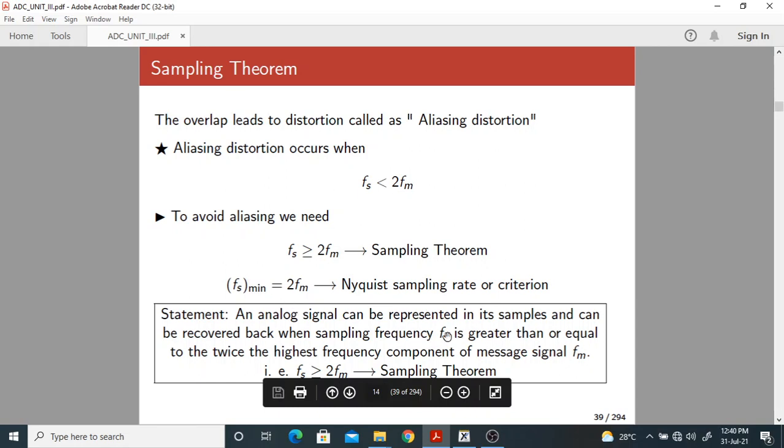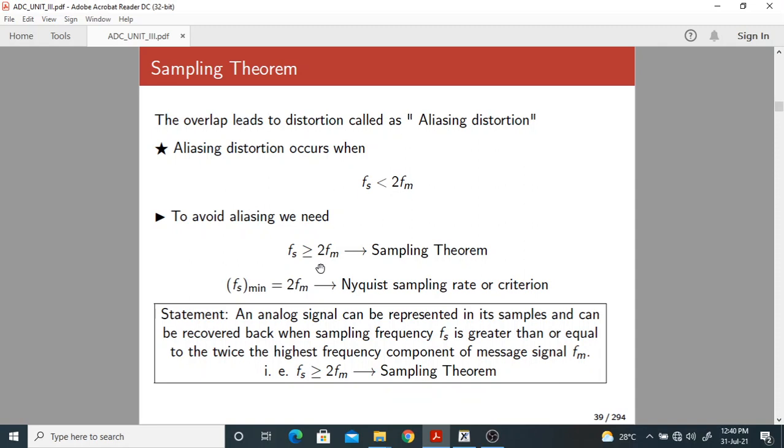This is the sampling theorem. What is it saying? An analog signal can be represented in its samples and can be recovered back when the sampling rate Fs is greater than or equal to twice the highest frequency component of the message signal Fm. That is, you can reconstruct the original signal if and only if Fs is more than or equal to twice the Fm. If it is reversed, you cannot get reconstruction because of aliasing distortion. What is aliasing distortion? Overlapping of successive copies of the original spectrum.